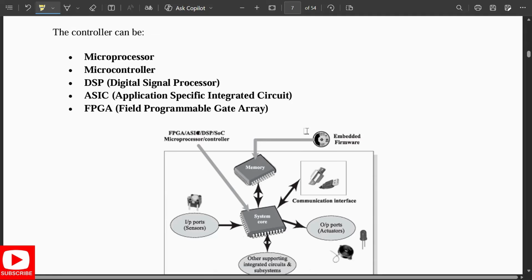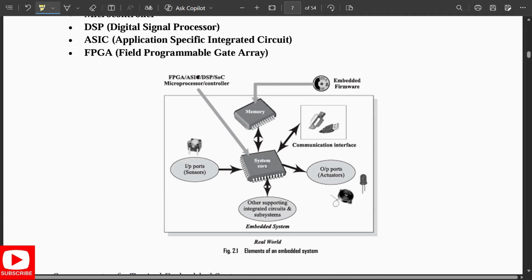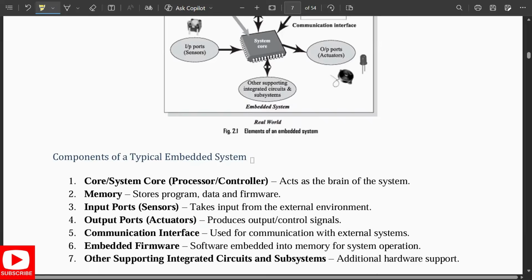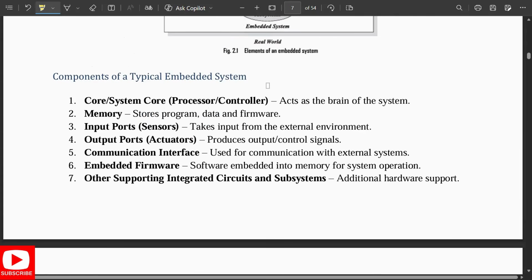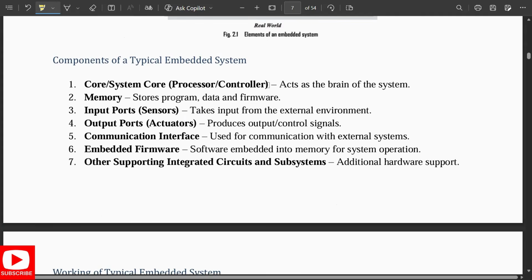These are the elements of an embedded system, where we have a system core with a memory, communication interface, input port, output port, and other supporting integrated circuits and subsystems. This can be any of the microcontrollers. Now we will be studying the components of a typical embedded system. The first one is the core or system core, which acts as the brain of the system. Memory stores the program, data and the software.